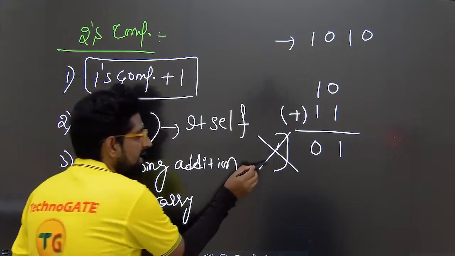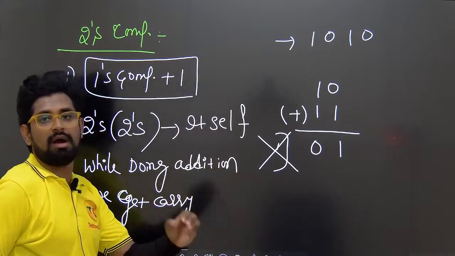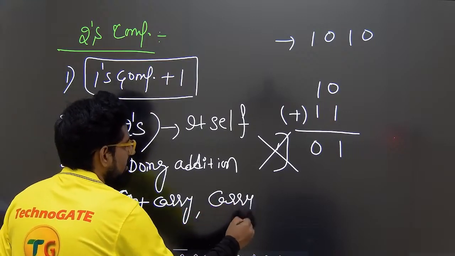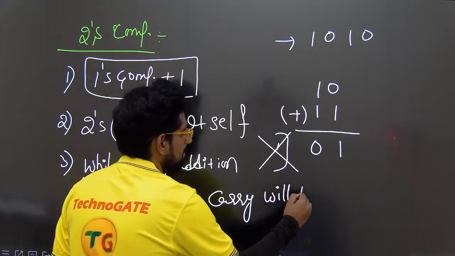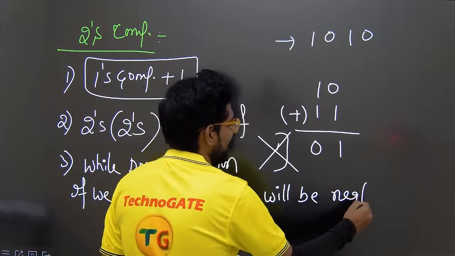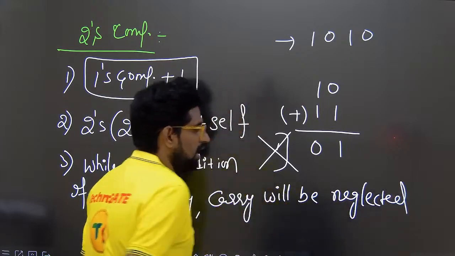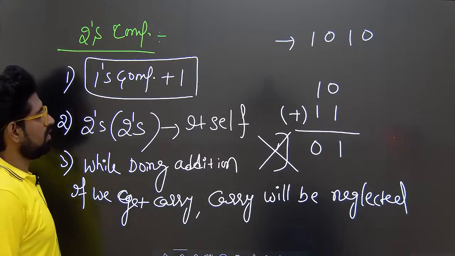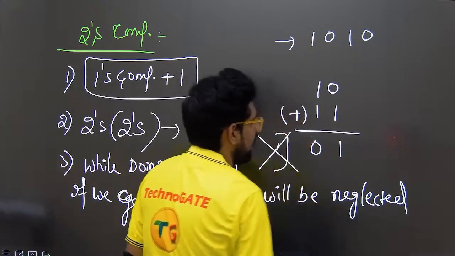In 1's complement, carry is forwarded, right? Coming to here, if we get carry, the carry will be neglected or ignored. So this is the rule here. Now we will see the advantage of 2's complement. I told you very clearly, we are going to save the hardware by using 2's complement.